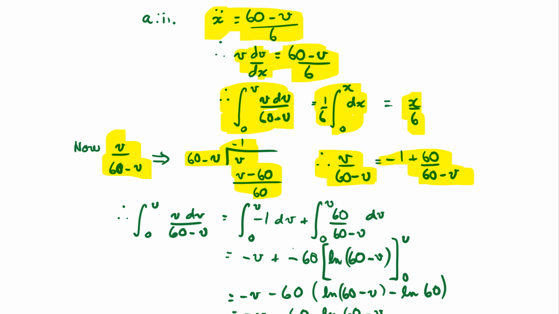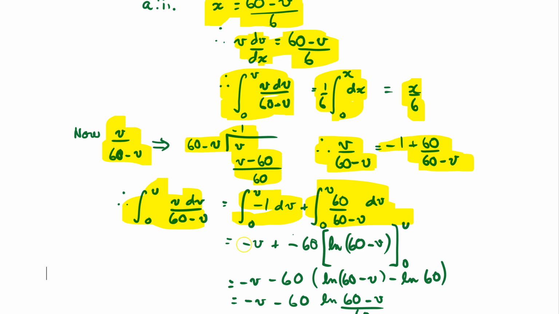Now both those parts are easily integrable. So my integral becomes the integral of -1 plus the integral of 60 on 60 minus v. So the first part is okay, it just becomes -v. And then my second part, again, I would like to take the 60 through the integral sign. I'd like -1 up the top. So I've got -60 outside the log of 60 minus v from v to 0.